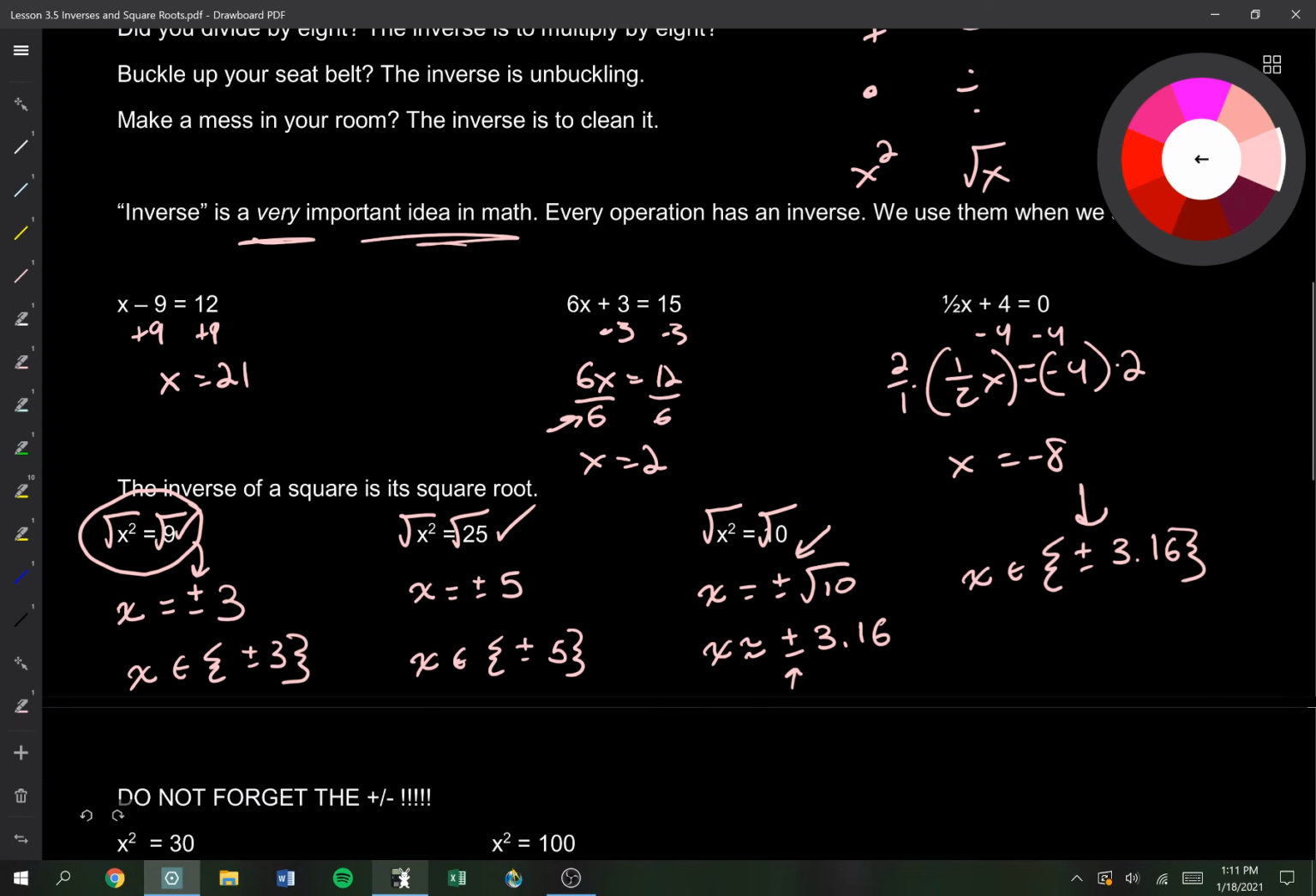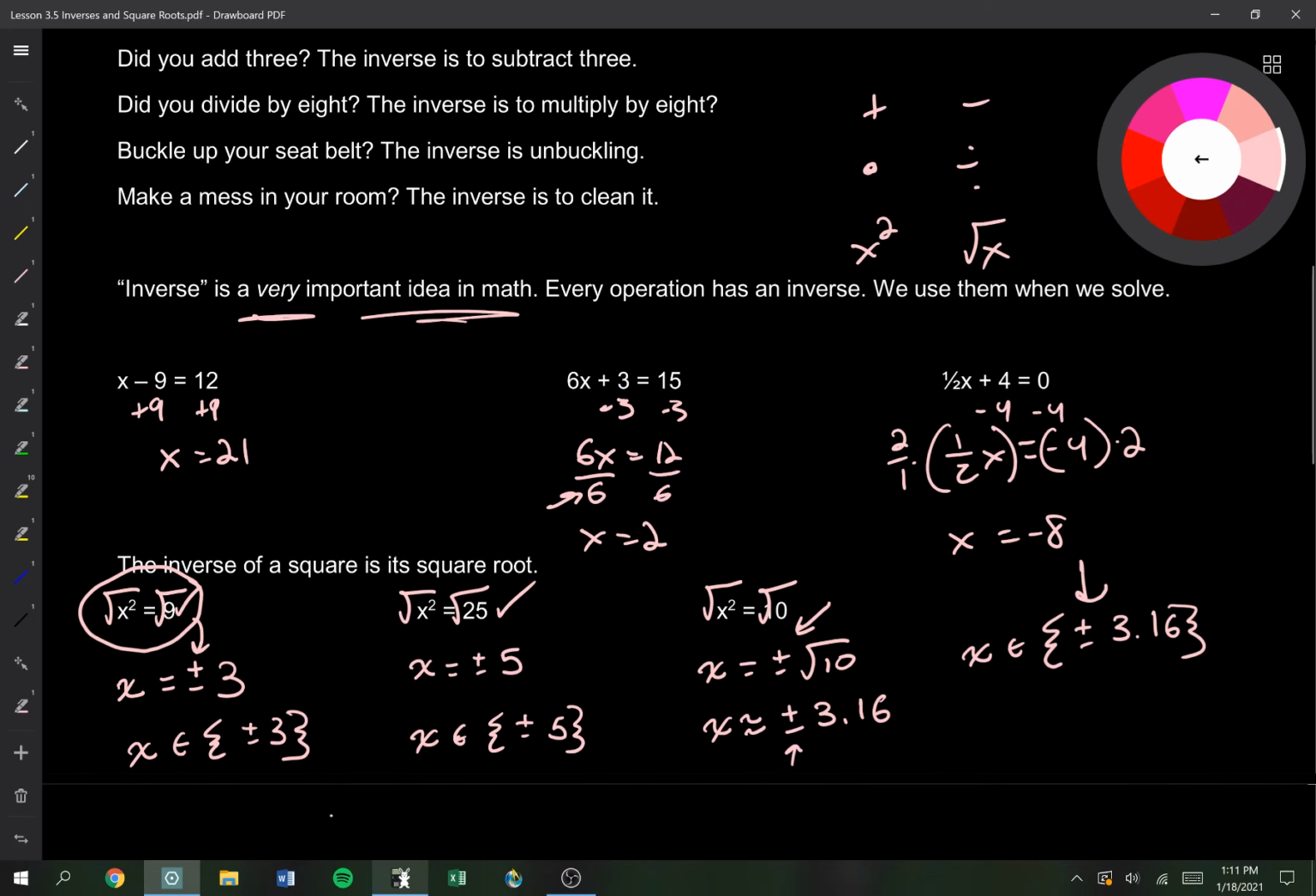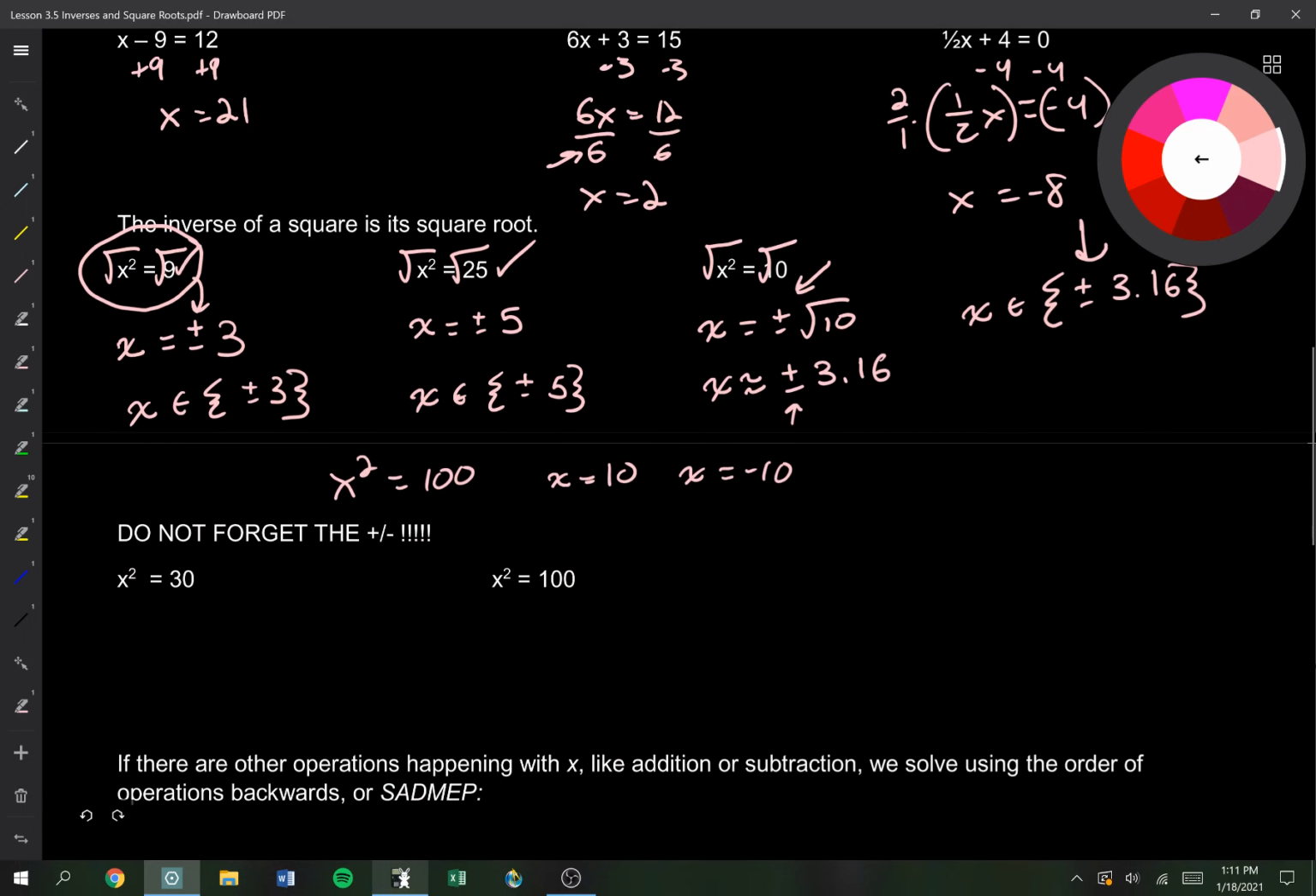Why do we do this? Well, because if we have something squared that equals 100, it turns out there's 2 things that could possibly solve that. 10 can work, but negative 10 can also work, because negative 10 is also, when squared, 100. So you have to have the plus or minus when you're solving. Don't forget that plus or minus.